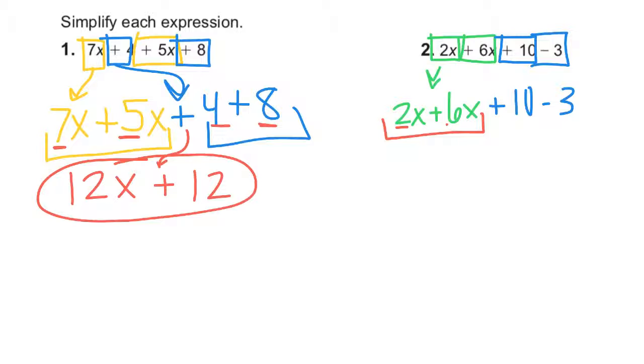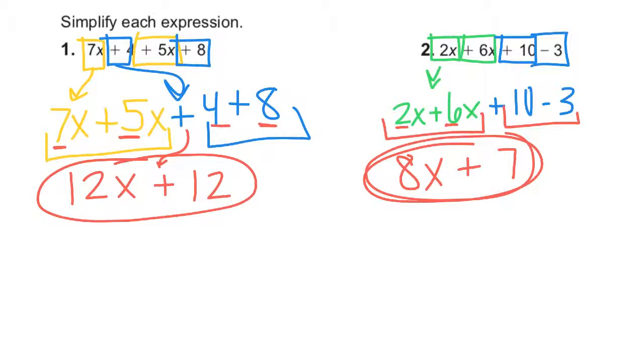I'm going to add the 2 and the 6 and get 8. Bring my x along for the ride. Plus 10 minus 3 is 7. So my final simplified expression would be 8x plus 7.